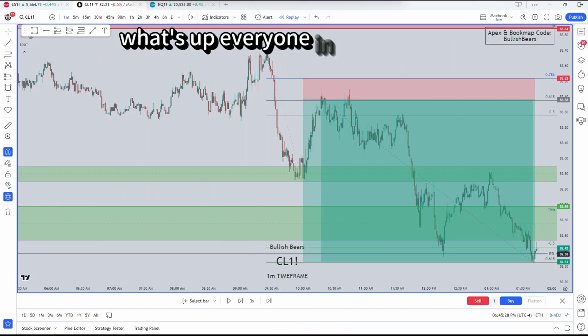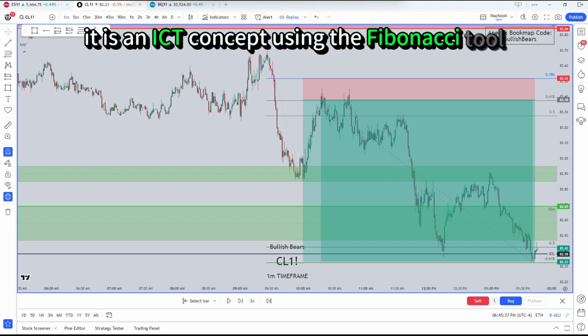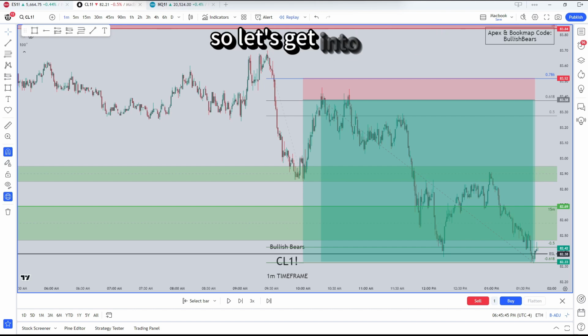What's up everyone? In today's video, I'm going to be showing you how to use the optimal trade entry, the OTE. It is an ICT concept using the Fibonacci tool. It's a fantastic tool. I'm going to show you guys how to use it, how to find good entries with it, and also my settings on TradingView. So let's get into it.